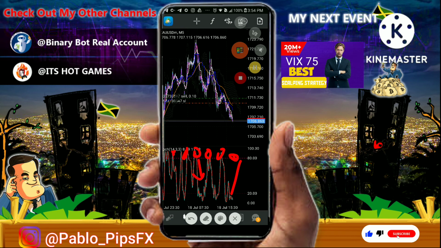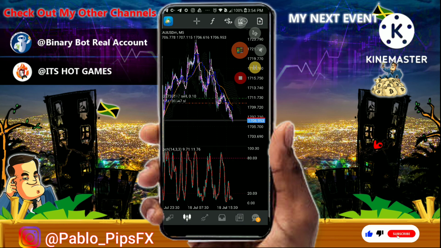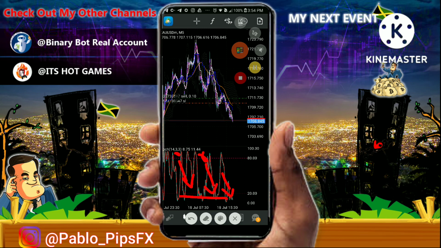If you're selling from these areas going down to these points, guys, all this right here is profit, guys. All this to these levels is profit if you entered your trades at these points. Okay, and the strategy is as simple as that, guys. It's as simple as that.